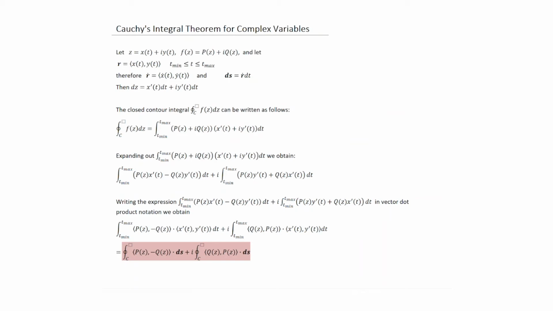I'm more interested in Cauchy's integral theorem for complex variables, which you've already discussed in the MAT290 course, but I'll just revisit it here because now that you have Green's circulation theorem, you can see how it plays a role in the derivation. So we start by saying let z be some complex number, x parameterized in terms of some t, plus i, y of t, i being the imaginary number, and let f of z be some real component, p of z, plus imaginary q of z, and let r, which is a position vector, you might say, parameterized in terms of variable t, have components x and y, and that you've got a lower limit on t and an upper limit of t.